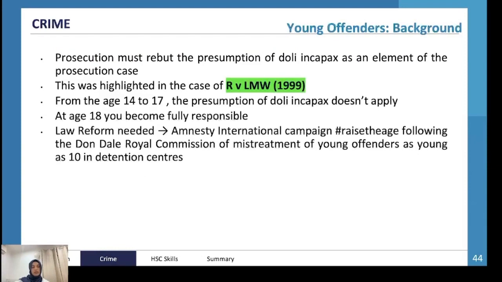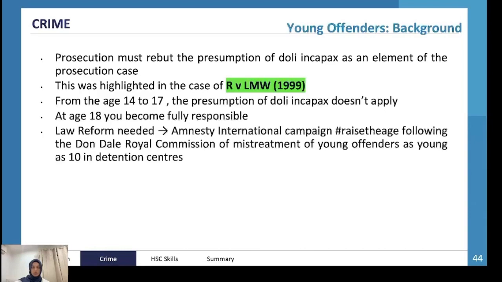Alright, so next up, the prosecution must rebut the presumption, and this was highlighted in the case of R v LMW, which is one of the most cited cases when we come to young offenders for legal studies students. From the ages of 14 to 17, the presumption of doli incapax does not apply. When you're between the ages of 14 to 17, you do have an understanding of what you're doing, and so you're not incapable of committing a crime.